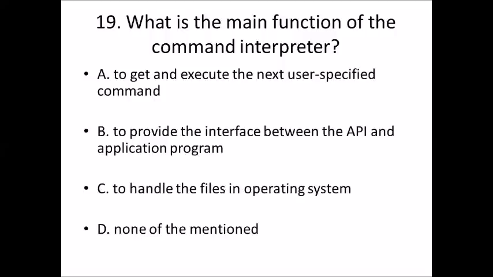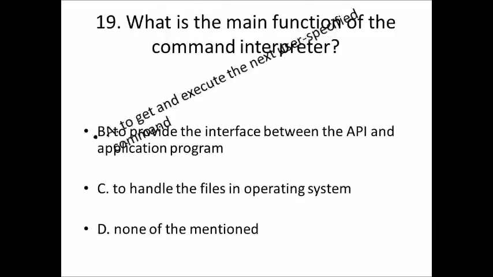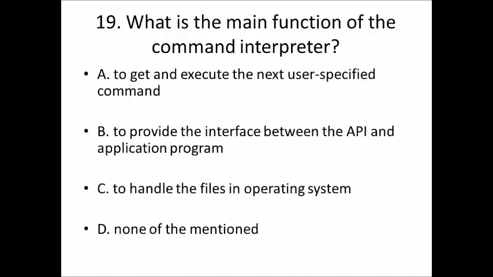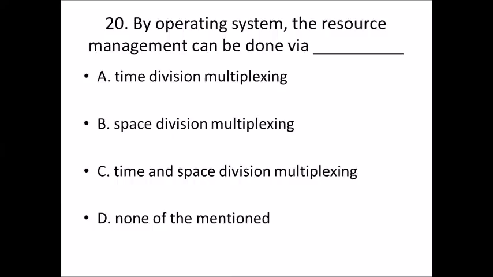Answer వచ్చేసి option A, to get and execute the next user specified command. 20th bit. By operating system, the resource management can be done via dash. Option A, time division multiplexing. Option B, space division multiplexing. Option C, time and space division multiplexing. Option D, none of the mentioned. Answer guess cheyandi.